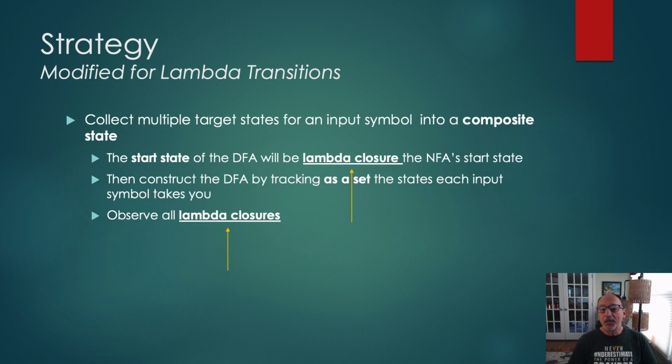So here is an update of our procedure. We're going to add lambda closure where it applies. The start state of the DFA will be the lambda closure of the start state in the NFA. And then whenever we enter a state, as we illustrated before, make sure we follow all lambda closures.